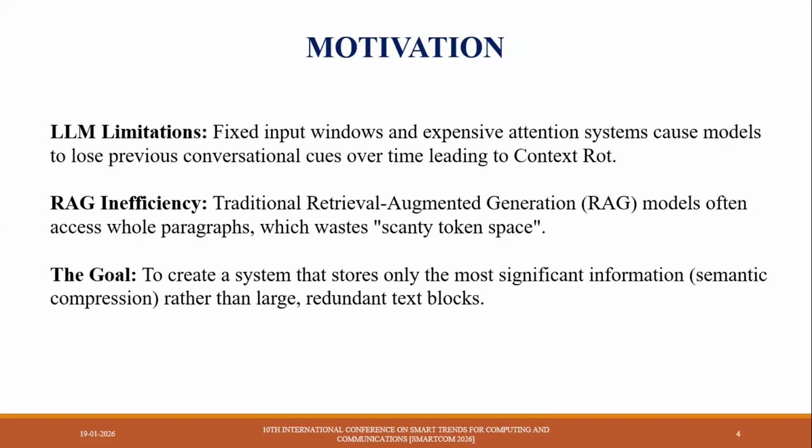Our motivation arises from two key challenges. First, LLMs operate with a fixed context window, and attention mechanisms are expensive. Over time, important conversational clues are lost, leading to what we refer to as context rot. Secondly, existing retrieval augmented generation systems retrieve large text chunks such as paragraphs or documents. This wastes valuable token space and introduces unnecessary redundancy. Our goal is to design a system that performs semantic compression, storing only critical information instead of redundant text while preserving the meaning.